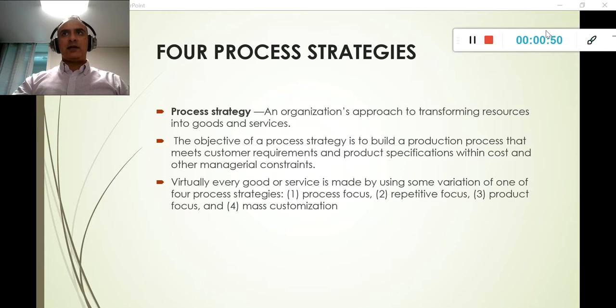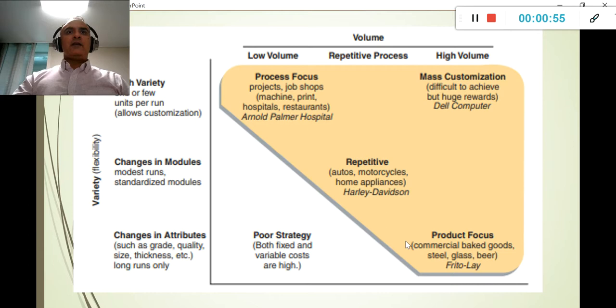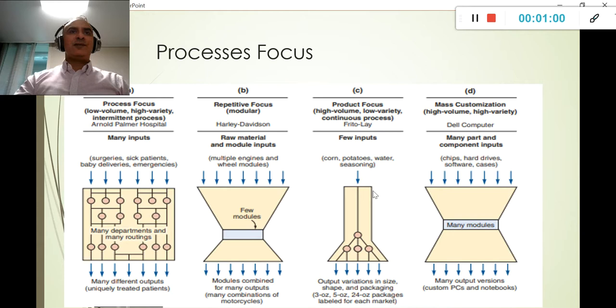So in this case, for example, we have the process focus, which is low volume, high variety. We have few processes, but they are all different. They have very different outputs. For example, here we have the hospital, right? We have surgeries, sick patients, baby deliveries, emergencies, but they are all different processes. So we cannot streamline them. For each one of them, we'll have different outputs.